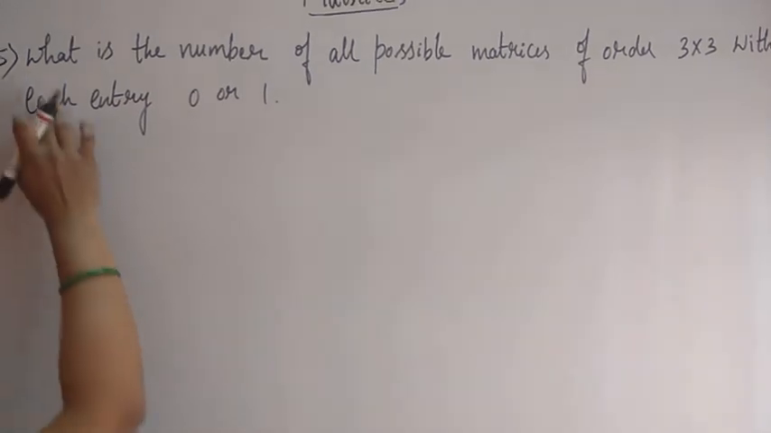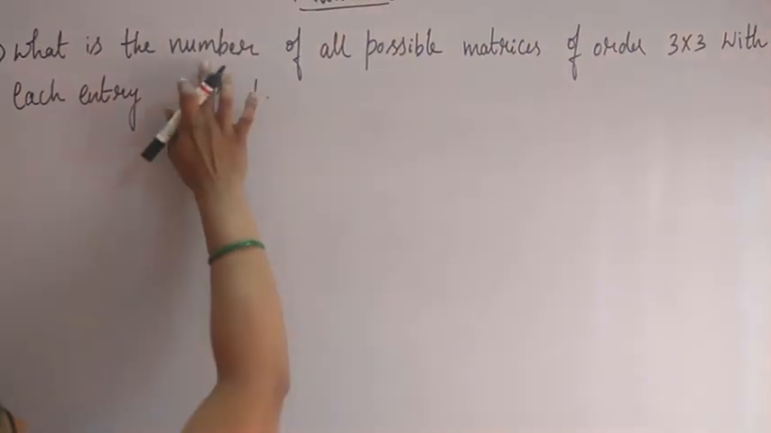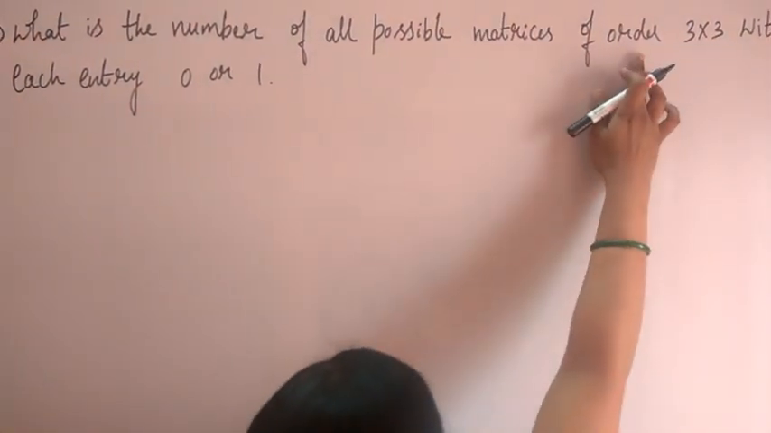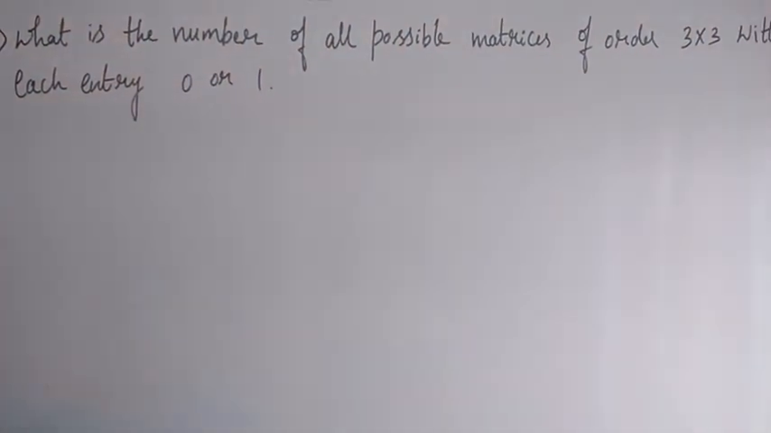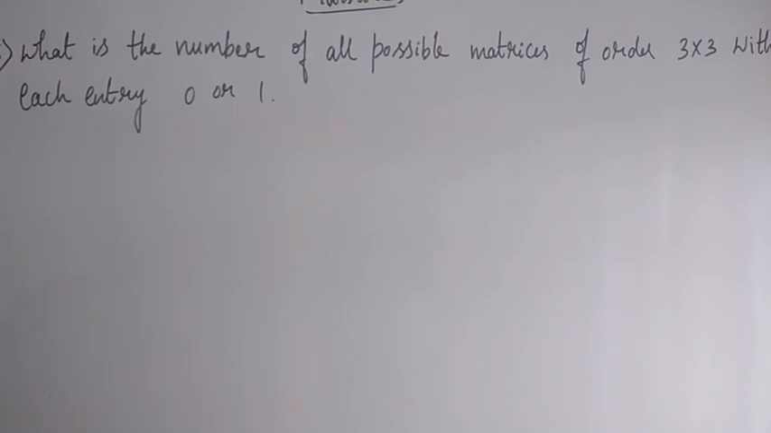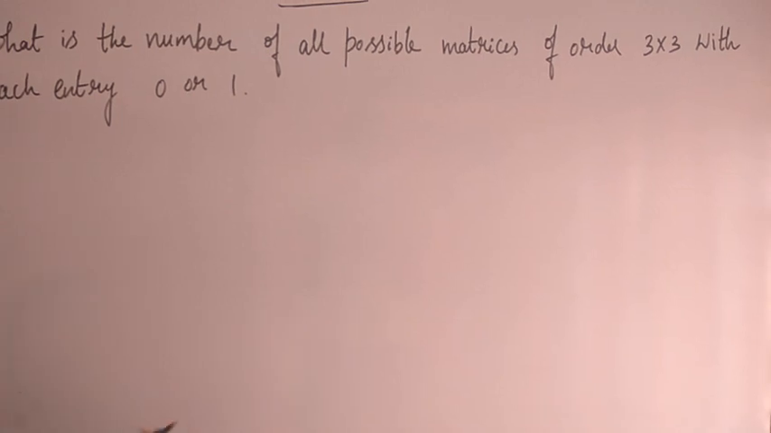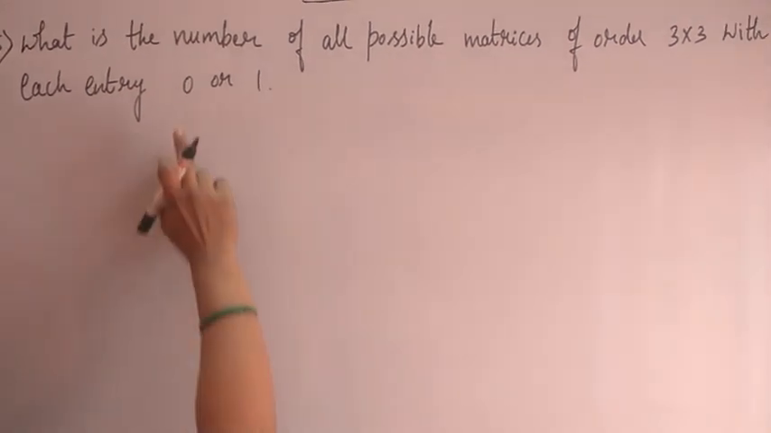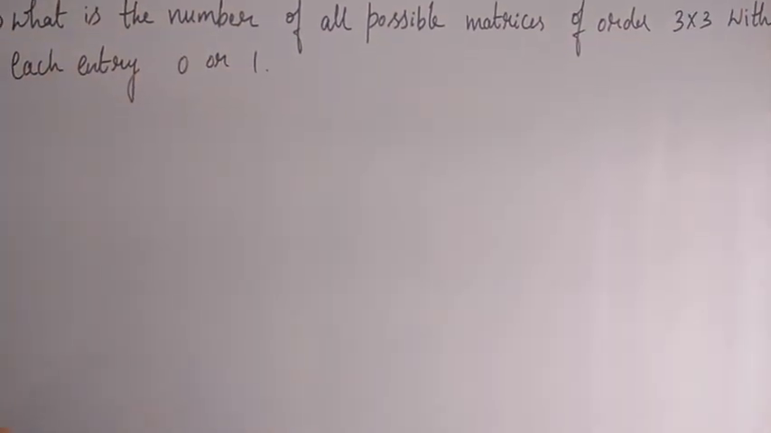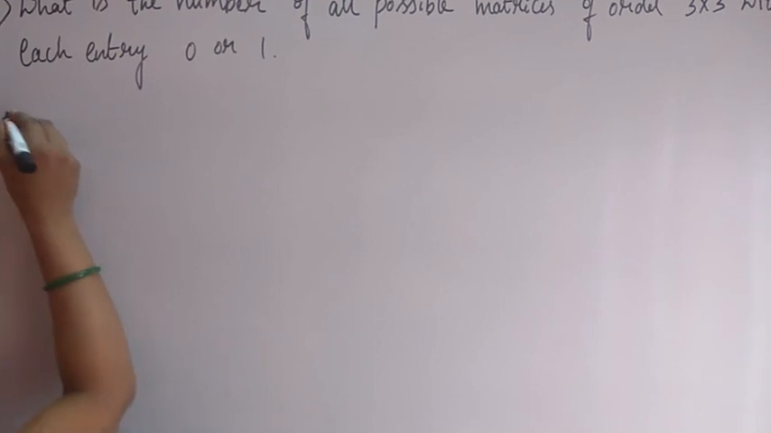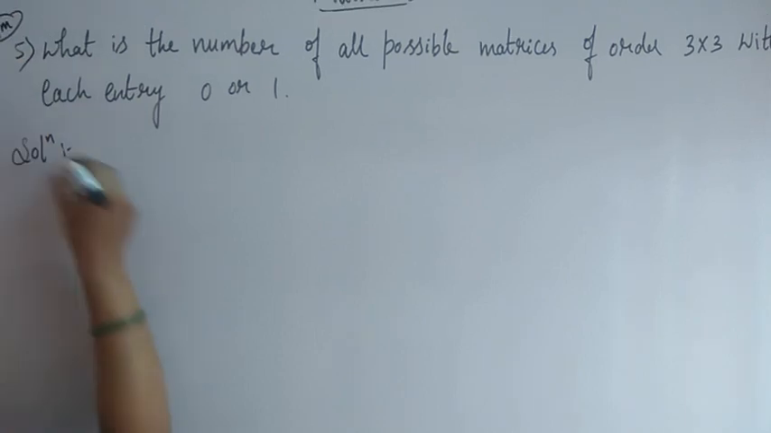See the next question. What is the number of all possible matrices of order 3 cross 3 with each entry 0 or 1? That means we have to find the number of matrices we get of order 3 cross 3 if the elements inside the matrix are 0 or 1. We have to use only these two elements. So here there are two ways. This question was very important for 1 mark.